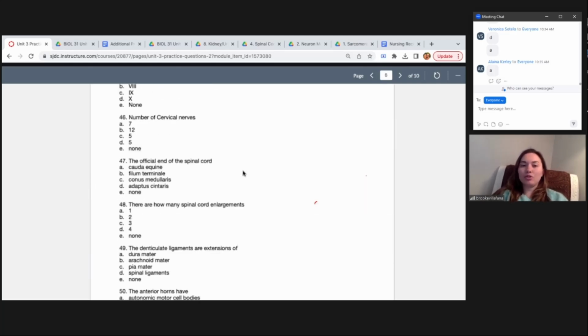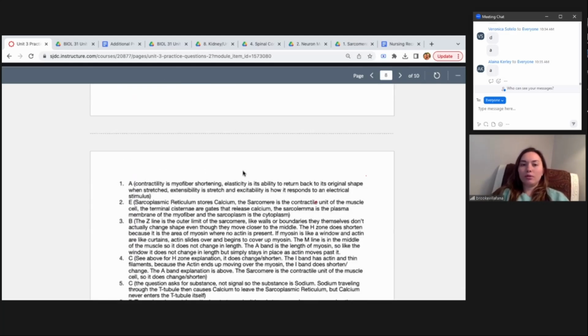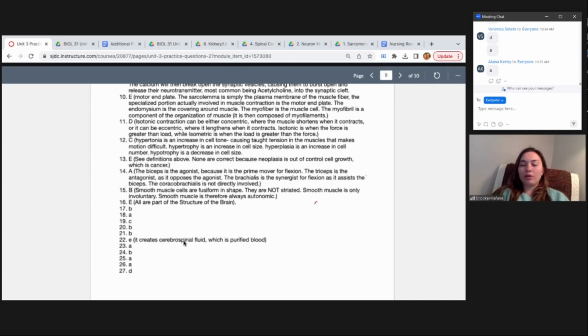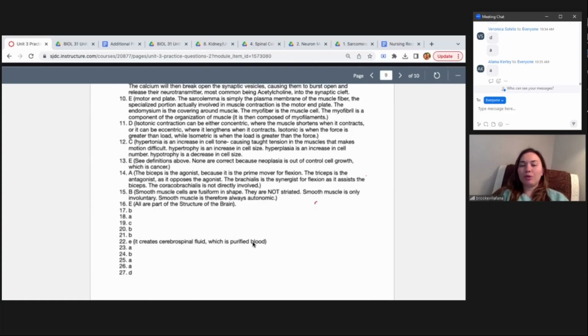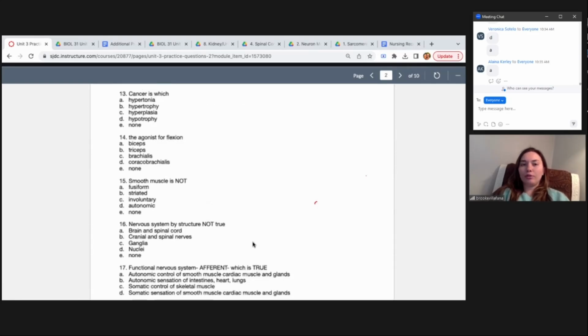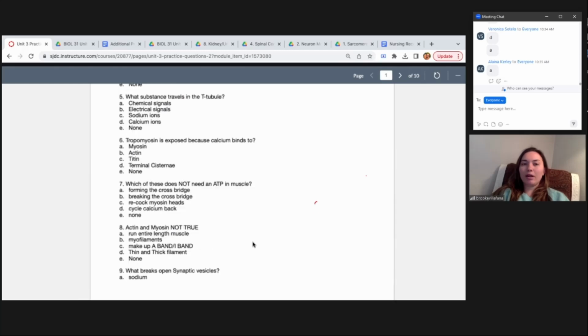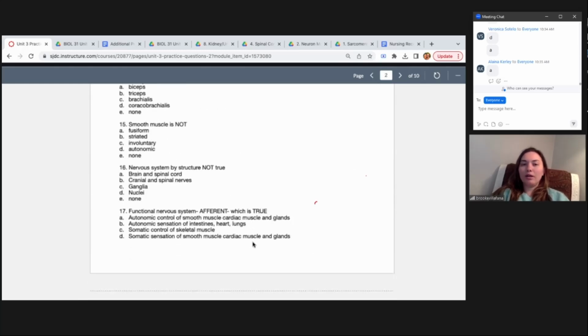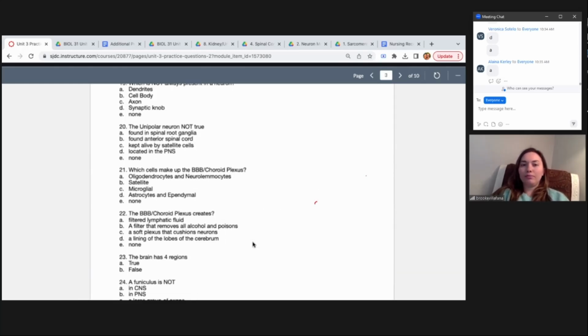Whenever it's E, I always just check to make sure. 22E. So it creates cerebrospinal fluid, which is purified blood. So the function there isn't to filter lymphatic fluid. It's possible some lymphatic fluid is getting filtered, but that's not the main function of it.